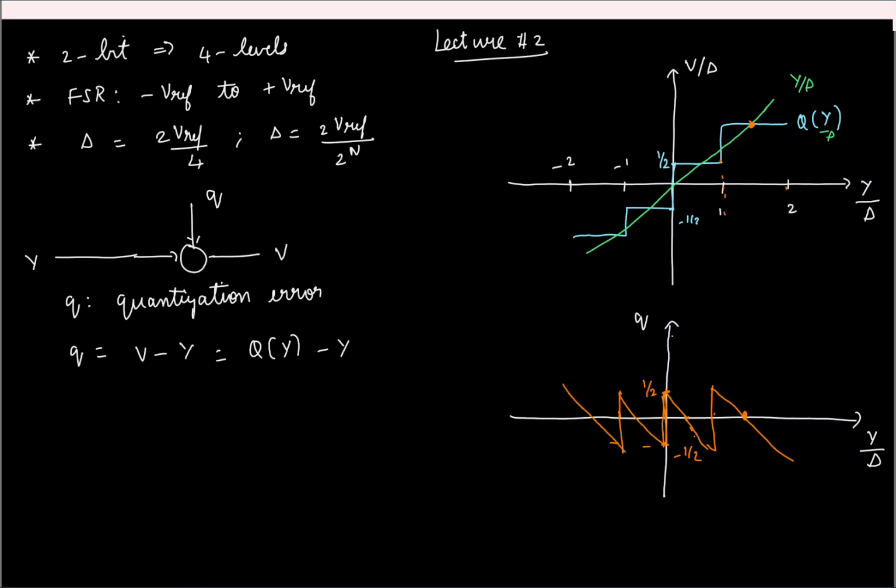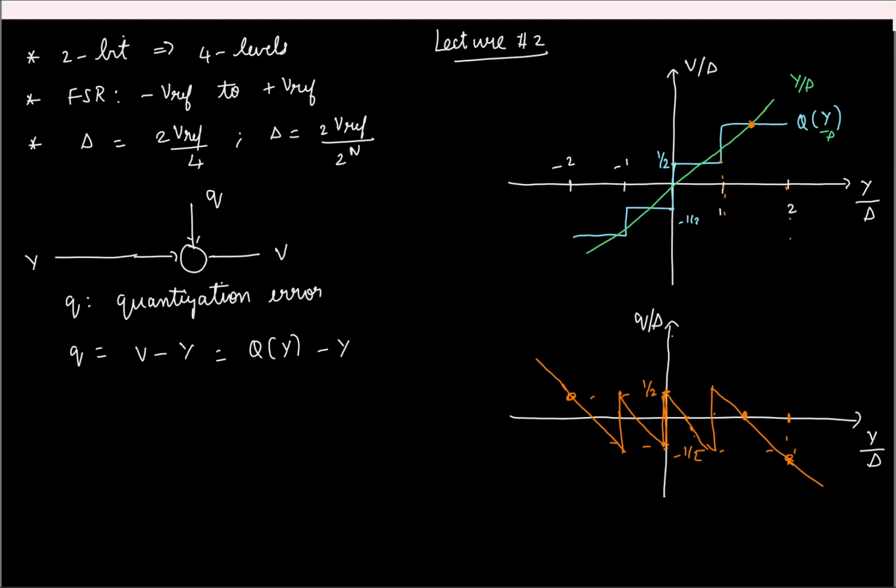And you'll find that as long as the input is within this full scale range, the quantization error will also be within plus half and minus half. Basically, this is also normalized with delta. And if you exceed beyond this, the quantization error will also keep growing like this.